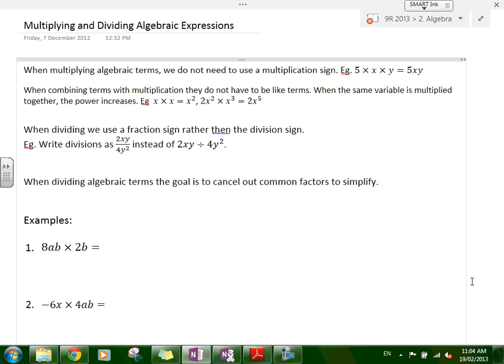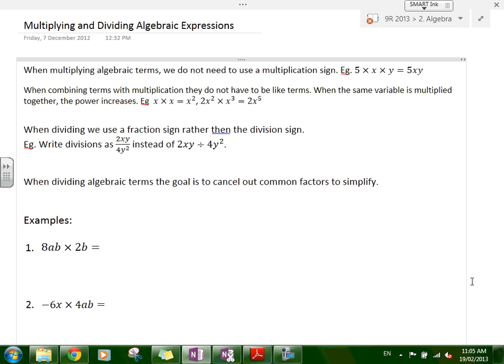The convention, for the ease of simplifying, is that when dividing we use a fraction sign rather than the division sign. That's what fractions are. A fraction is division. We now need to stop distinguishing between fraction and division. Fractions are dividing the numerator by the denominator. That's by definition what they're doing. They're just writing it in that form, but the operation happening there is a division.